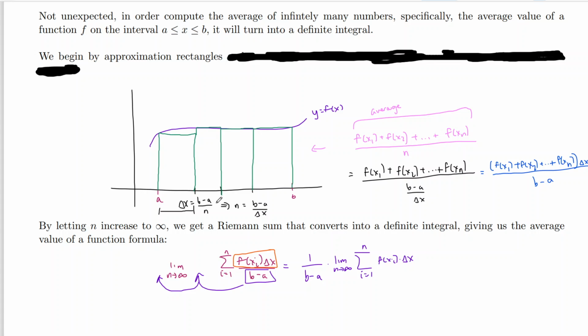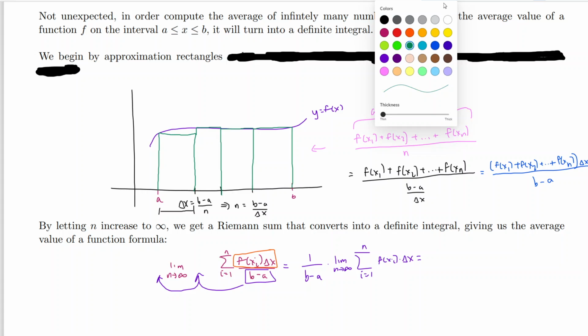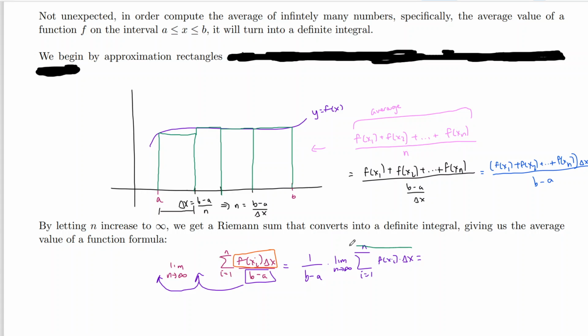You don't want to plug back in what delta x is. Technically, you could plug in delta x equals this. What we really want to do is say, now this limit of this sum is actually our Riemann sum. It's our typical definite integral. So we have 1 over b minus a in front, and then we integrate from a to b of f of x dx. This is just our typical integral.